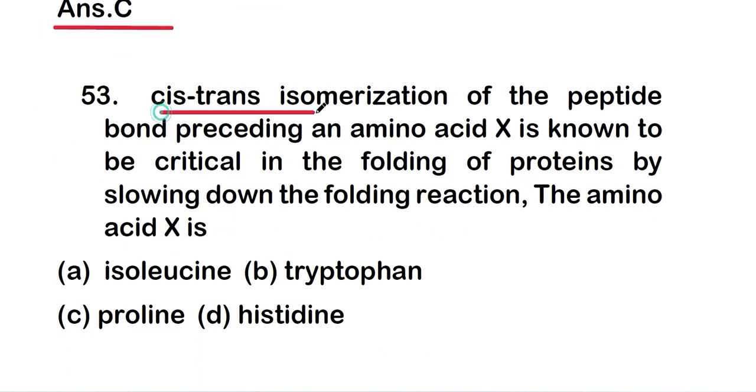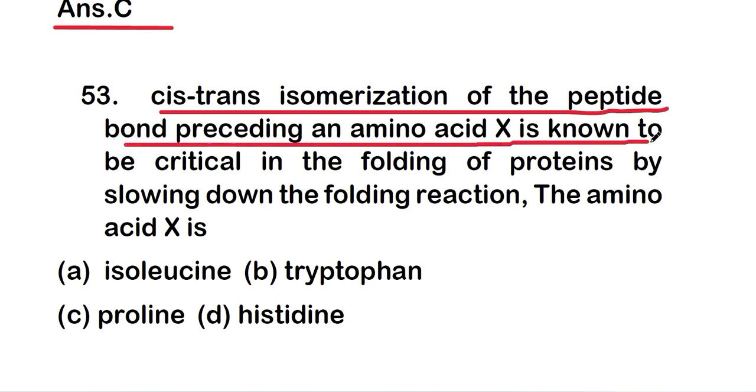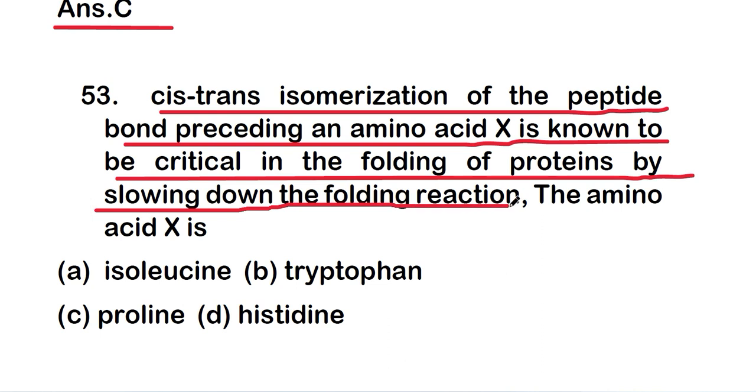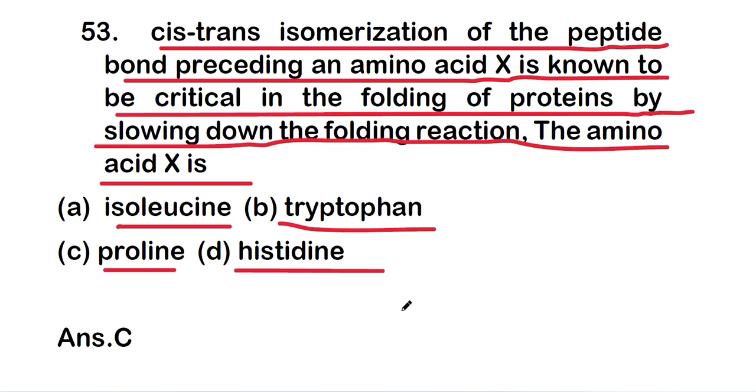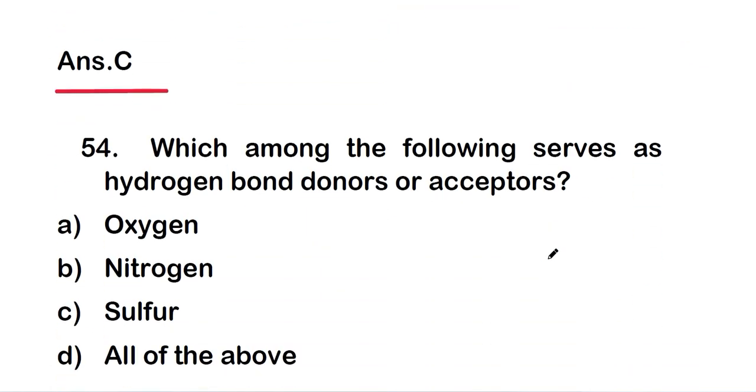is cis trans isomerization of the polypeptide bond preceding an amino acid X is known to be critical in the folding of proteins by slowing down the folding reaction. So the amino acid X is option A isoleucine, option B tryptophan, option C proline, or option D histidine, and the right one is option C, that is proline. Okay, so let's move on to the next question, that is question number 54.